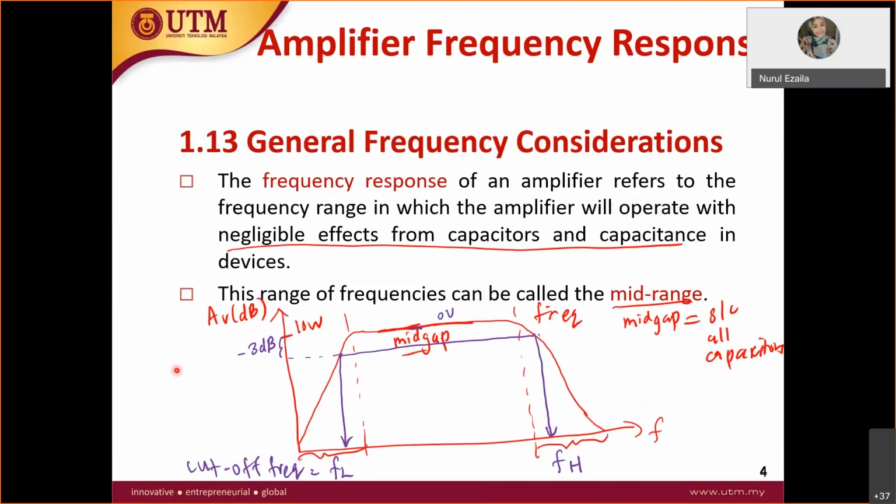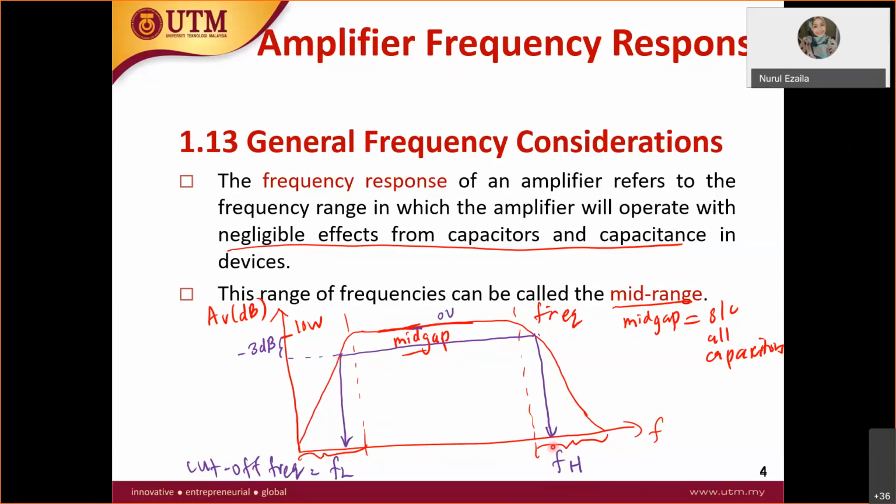The one that you did during the AC analysis for the common emitter previously is at mid gap. This is how the amplifier frequency response looks like, where it has the mid gap value. At this mid gap, this is gain versus frequency. The gain is saturated at a certain point before it reaches the cutoff point. So this is the cutoff point.